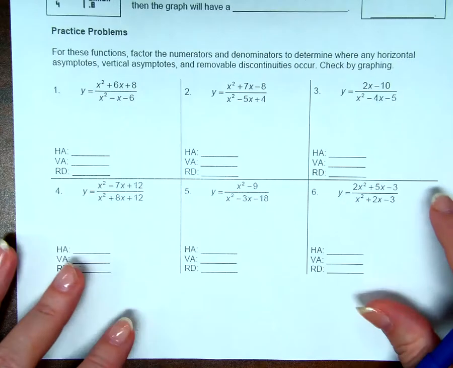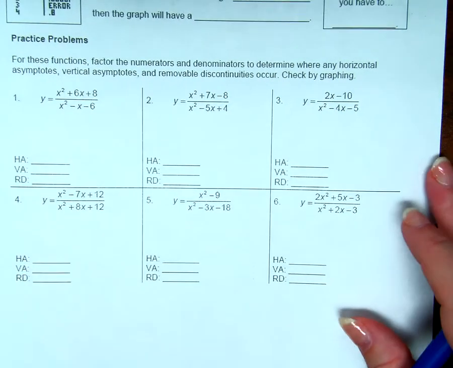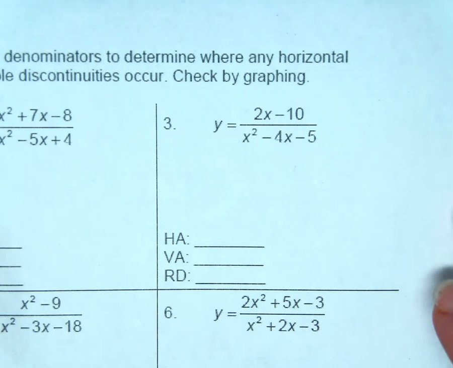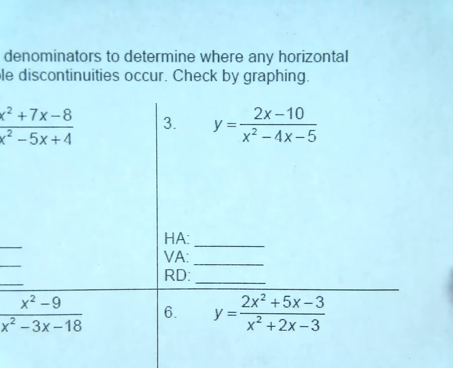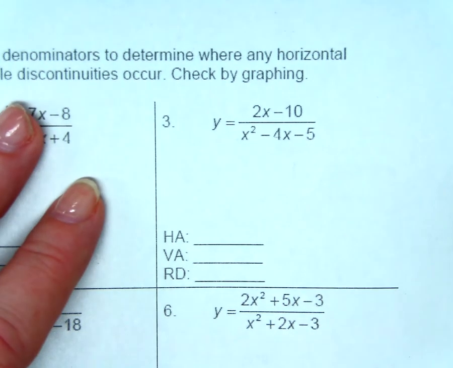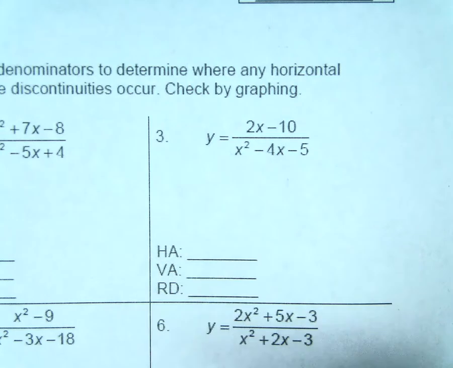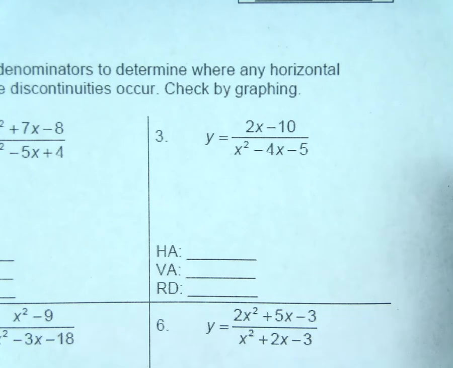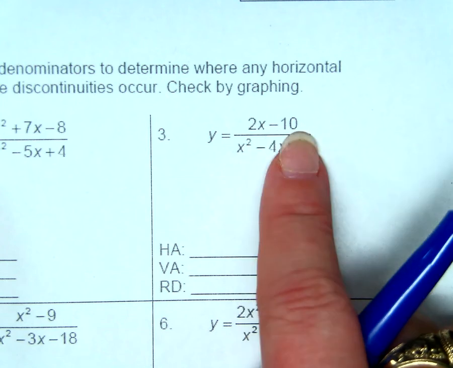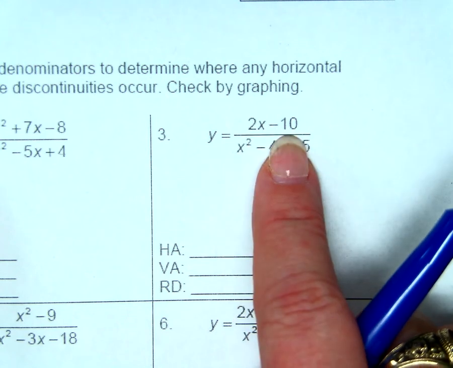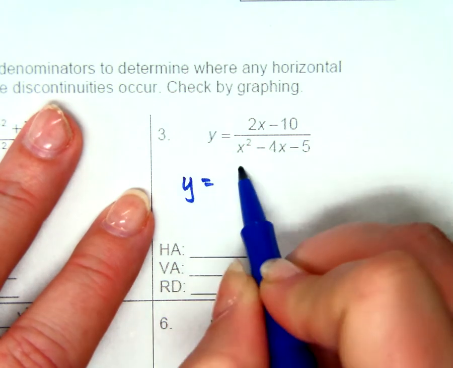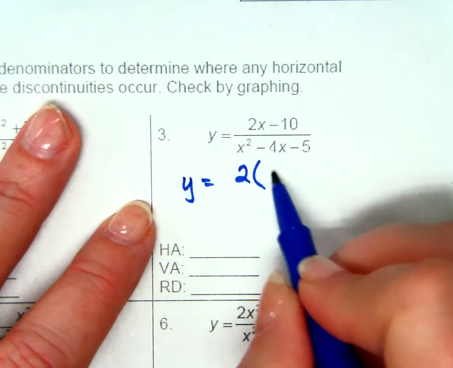I'm going to show you problem number 3. I'm going to do problem number 3 as the example. You have the other 5 to do for homework. So, what do we need to do first? We need to factor, right? We need to factor both the numerator and the denominator. So if I look at the numerator, it's a binomial. There's no squared terms, but both terms are divisible by 2. Very good. So if I factor out a 2, what's left? X minus 5.